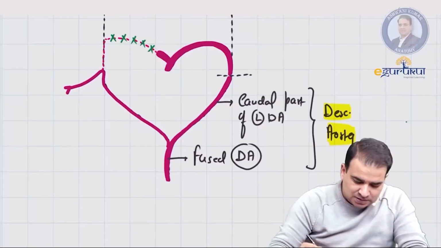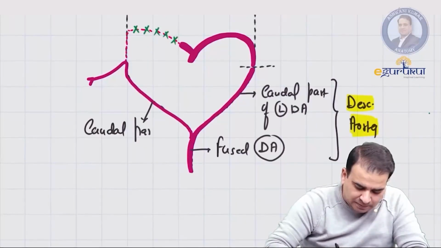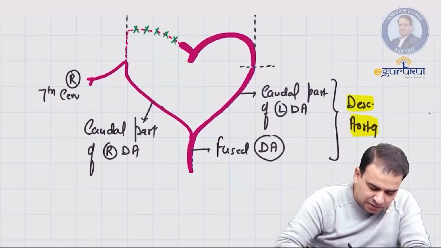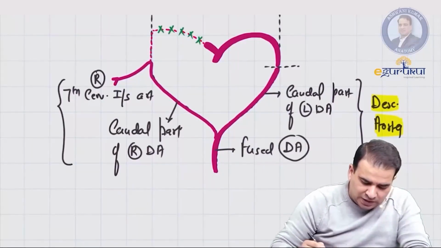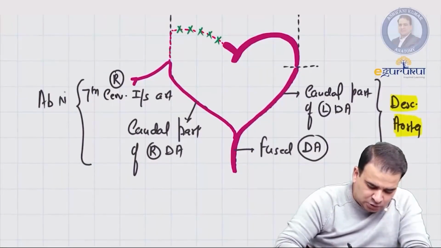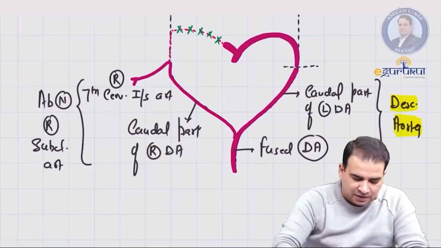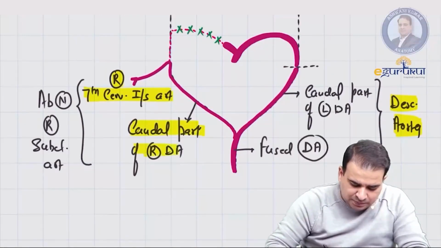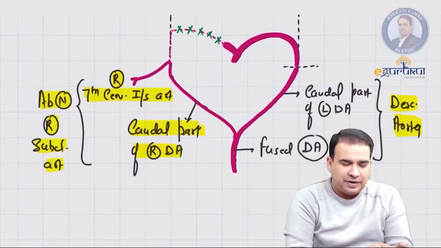Make sense? This is the persistence of caudal part of right dorsal aorta. And this, obviously we know, is right seventh cervical intersegmental artery. These two together will give rise to the abnormal right subclavian artery. So these are the two components the question is asking. It's the persistence of the caudal part of right dorsal aorta which gives rise to the abnormal right subclavian artery.